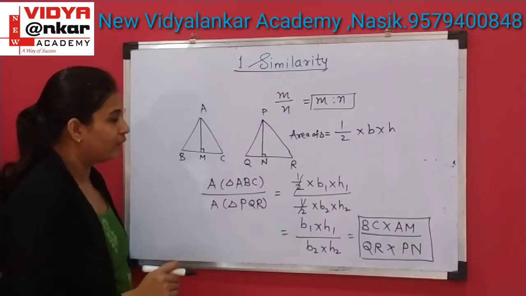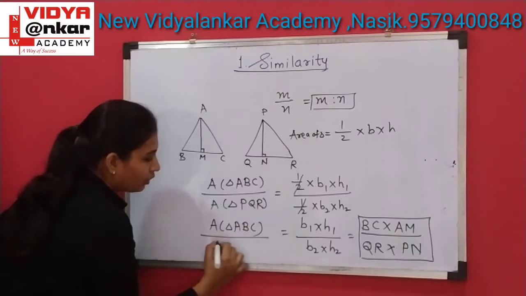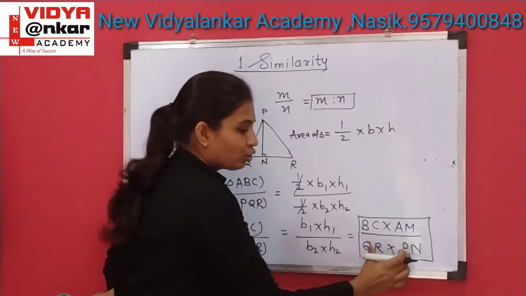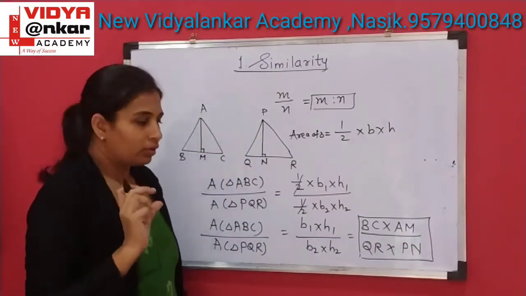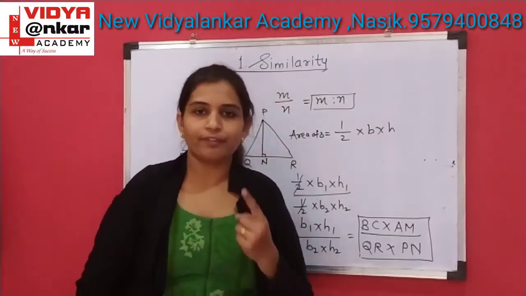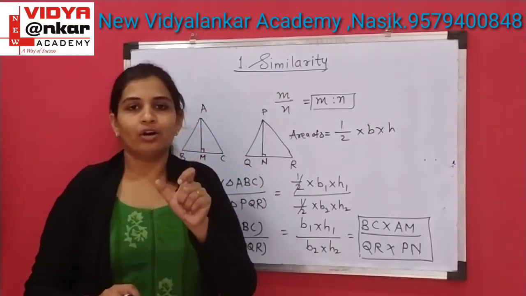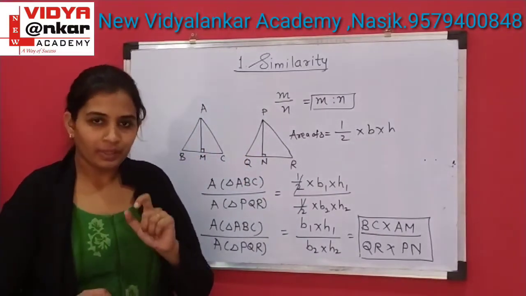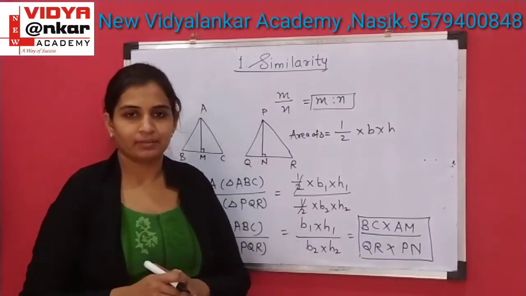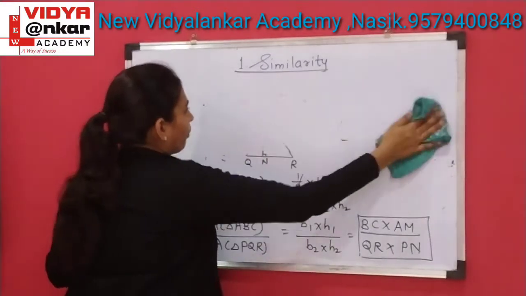Now if we observe, the ratio of areas of two triangles is equal to the ratio of the products of corresponding bases and heights. Now students, we got the first property: the ratio of areas of two triangles is equal to the ratio of the products of their corresponding bases and heights. Did you get it? Good. Now take another property.